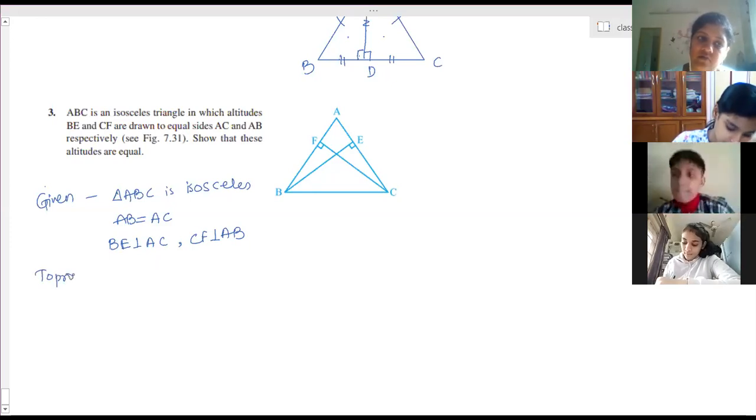Ma'am, can I leave and rejoin? I'm getting disconnected continuously and my network is not proper. So can I leave and join again? Okay.